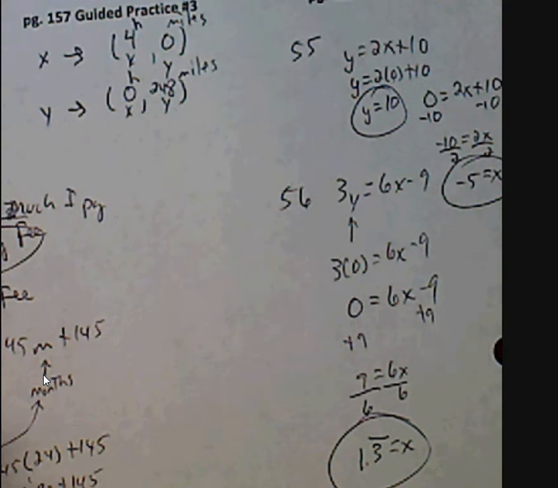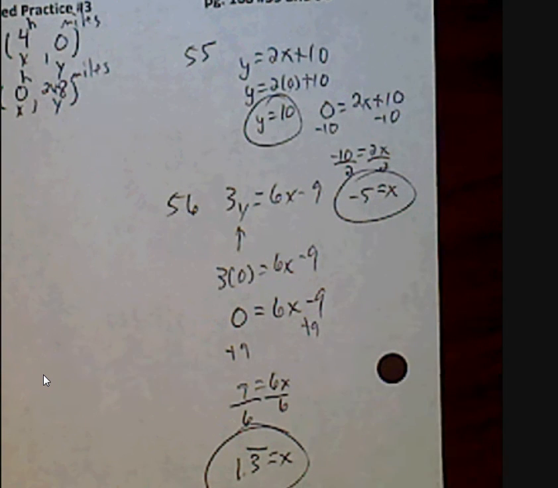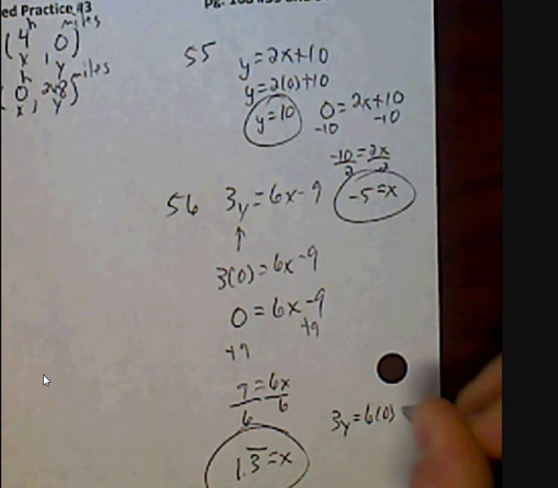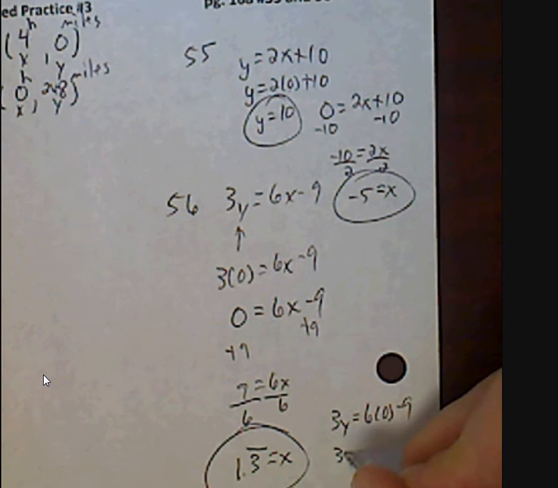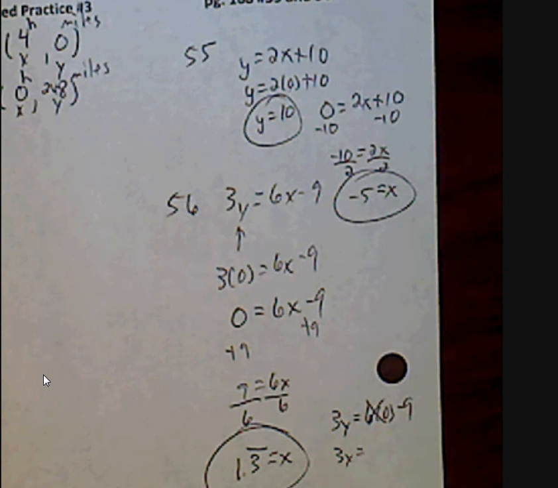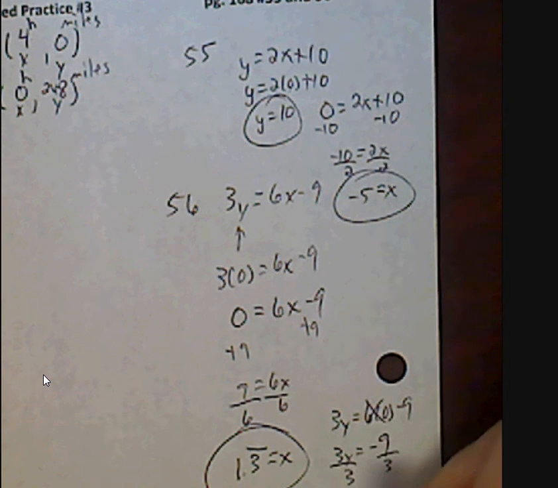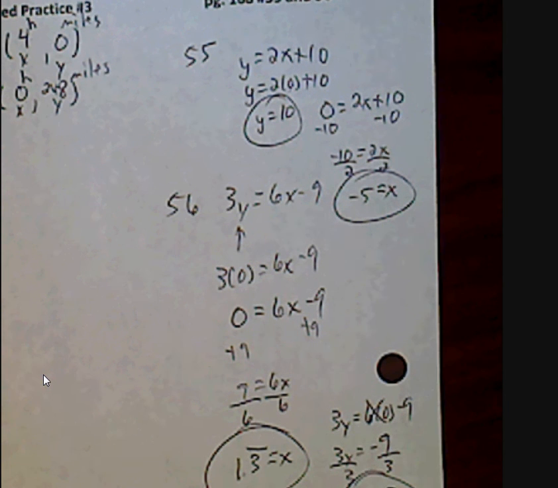In order to find the y-intercept, I plug in 0 for x. 3y equals 6 times 0 minus 9. 6 times 0 is 0, so I get negative 9. Divide by 3, and I get y equals negative 3. So my y-intercept would be negative 3. And we are done.